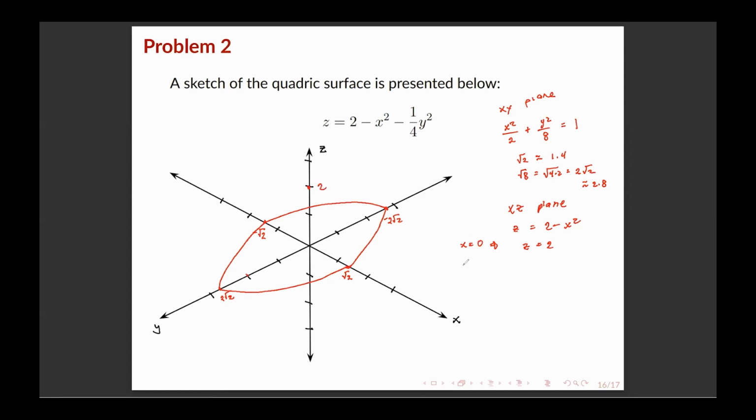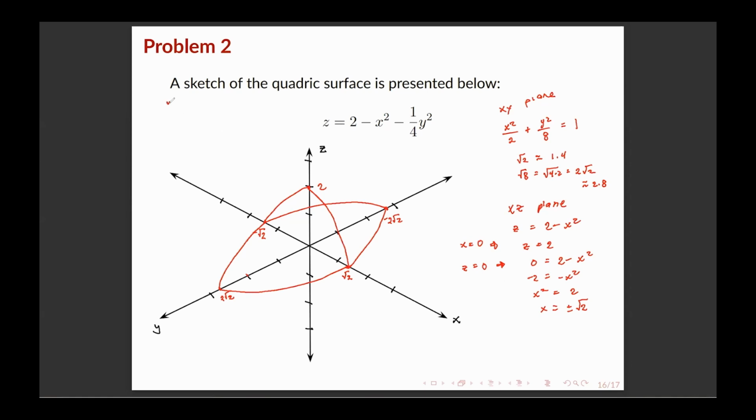But when z equals 0, we get this equation, 0 is equal to 2 minus x squared. So we subtract 2 from both sides. You have negative 2 is equal to negative x squared. That would mean x squared is equal to 2. So the solutions are positive and negative square root of 2. So we connect this to here and this to here to get our parabola.